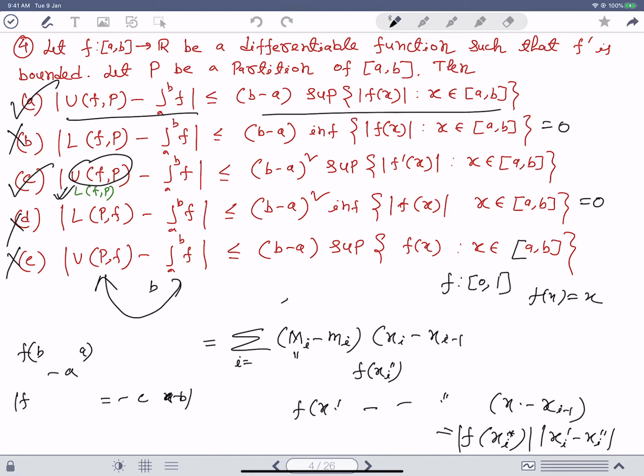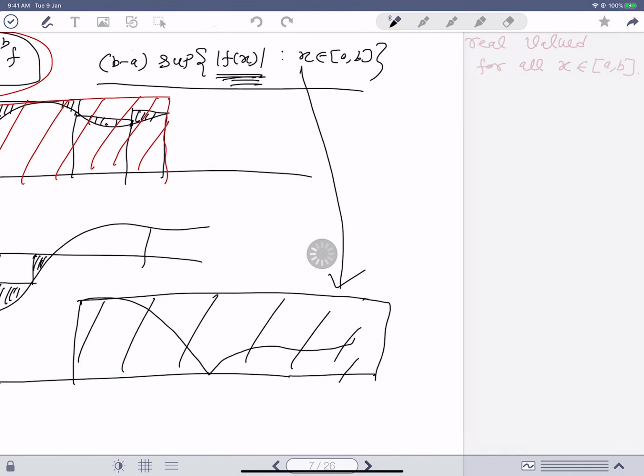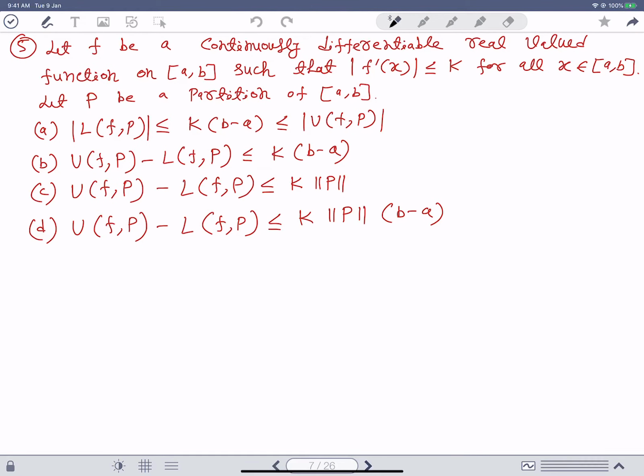Okay, good. Next we move to the next problem. This one. Now say what will be the possible choices. Again it is almost similar to the previous one. It is also a continuously differentiable function, and |f'(x)| is less than or equal to k, and you need to find this.